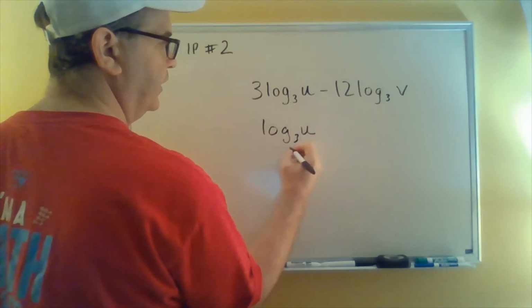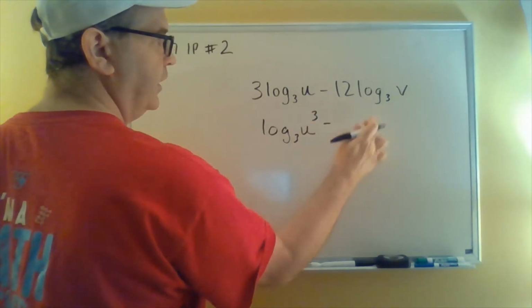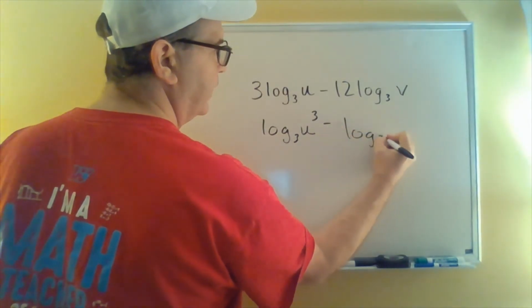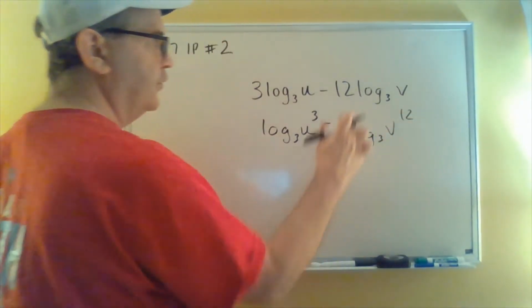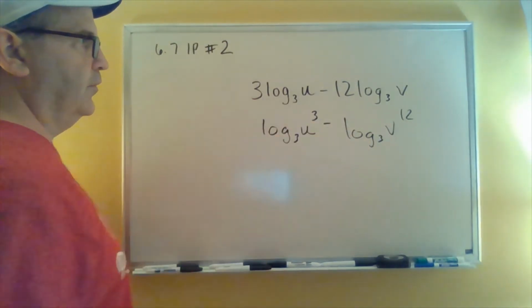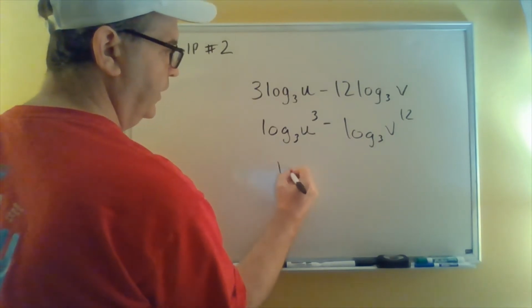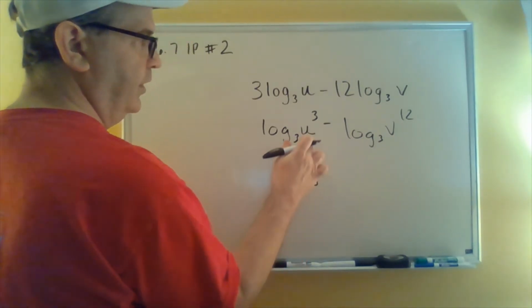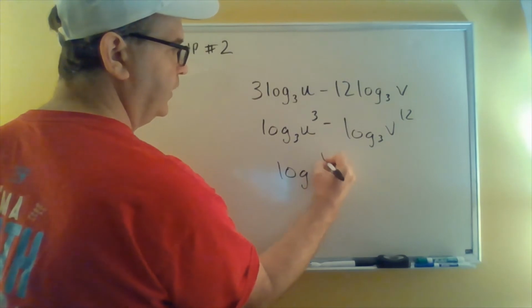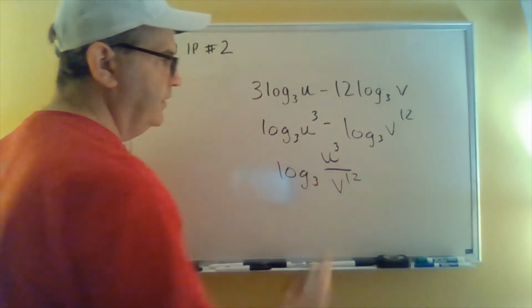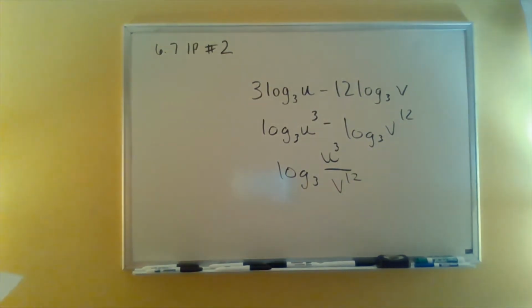I'm going to move each coefficient into the exponent spot. So the first one, I'll get log base 3 u to the 3rd. The second one, I'm going to get log base 3 of v to the 12th. I just moved that coefficient into the exponent spot. Now I'm going to employ that quotient property, which means I'm going to have my log base 3, but my first term is going to become my numerator, and my second term will become my denominator. So what I'm going to end up with is log base 3 of u to the 3rd over v to the 12th.